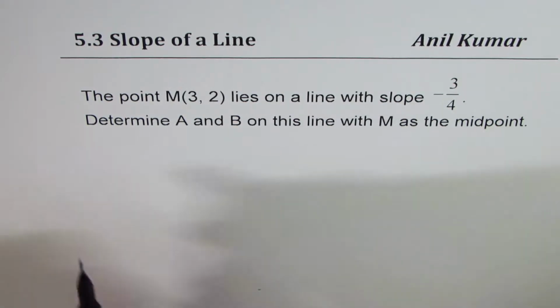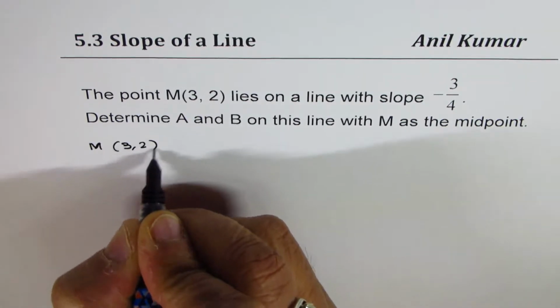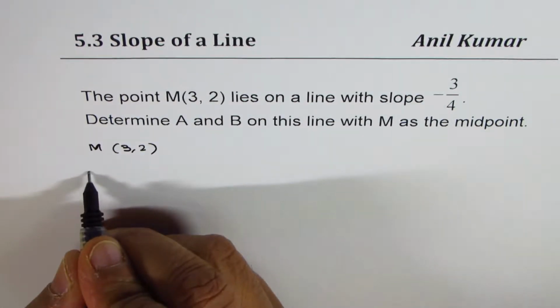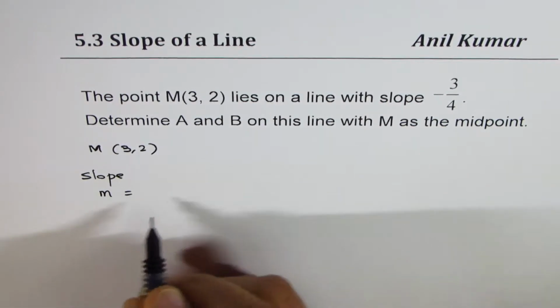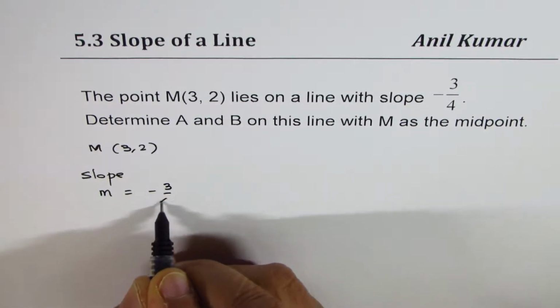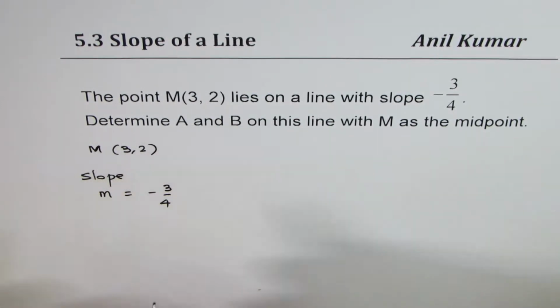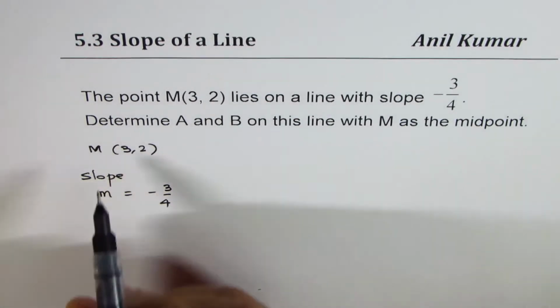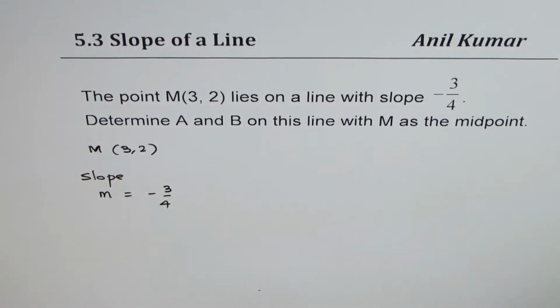So what we are given here is point M, which is (3, 2), and we are also given slope, let's say slope m equals minus 3 over 4. We need to find a line segment AB for which M is the midpoint. That's the question for us. Let us see how to do it.